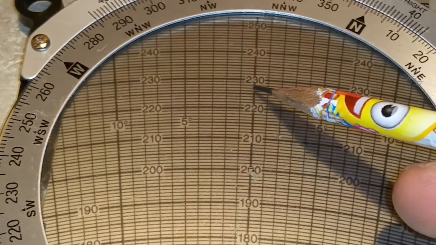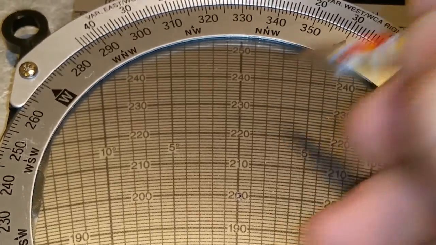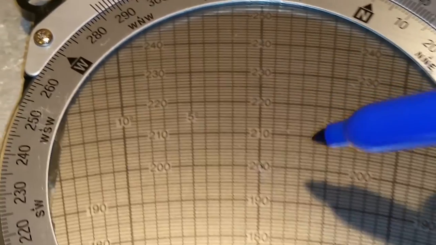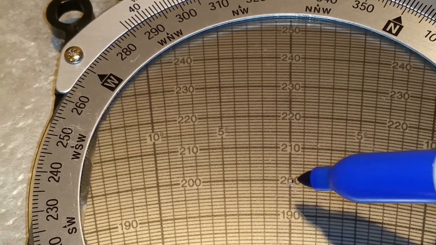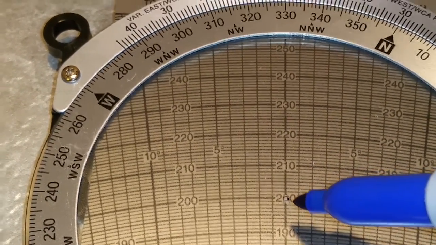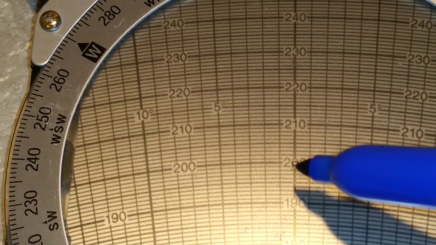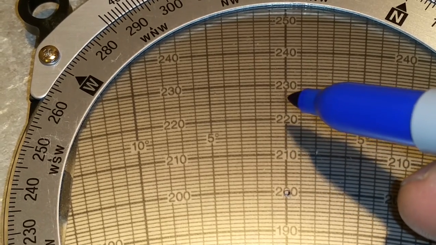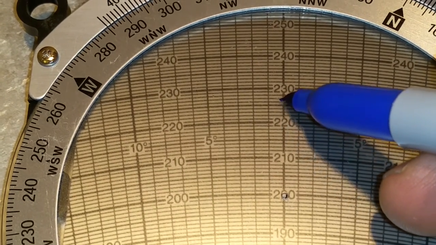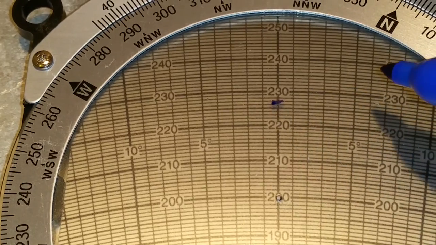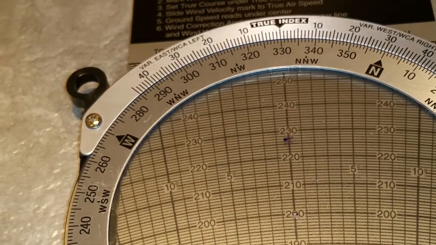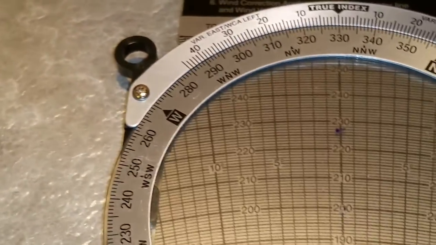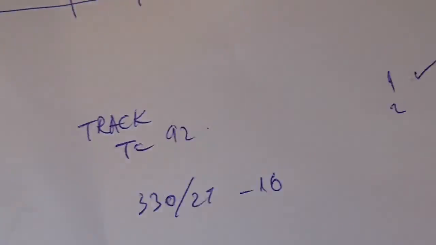So here I could use the pencil, like I said earlier, or I could use the permanent marker. So again, I choose 200 because it's a round number. This is the center hole, center point. So 10, 20, 25, 27. Okay, so that's my 27 knots wind velocity mark. So we completed the step number 2.